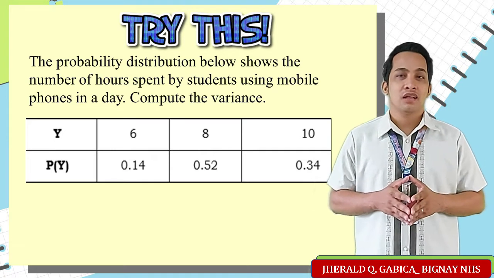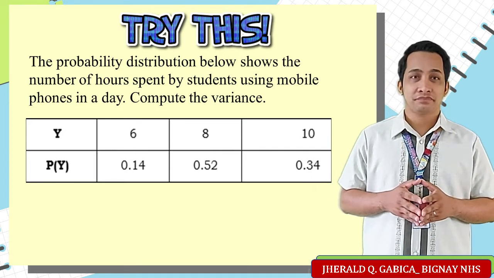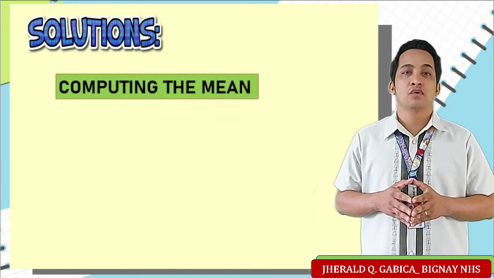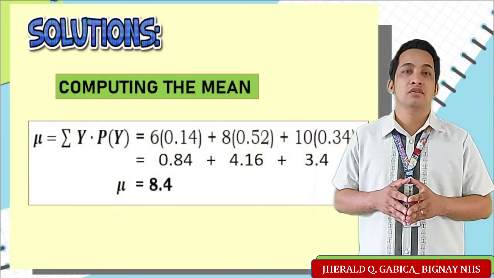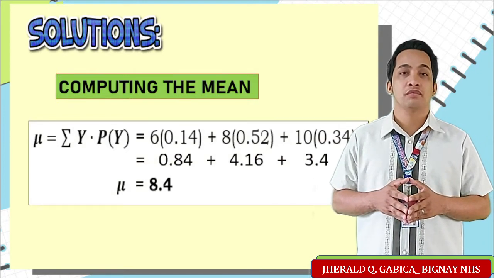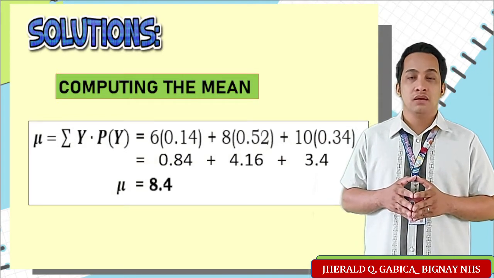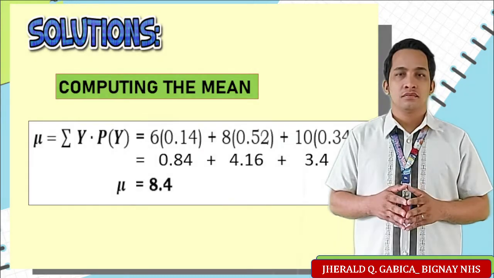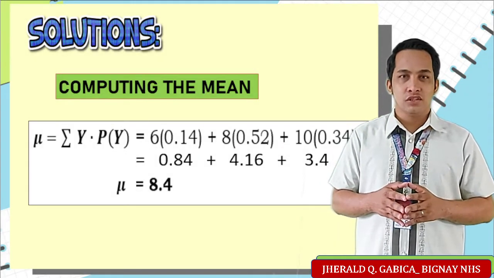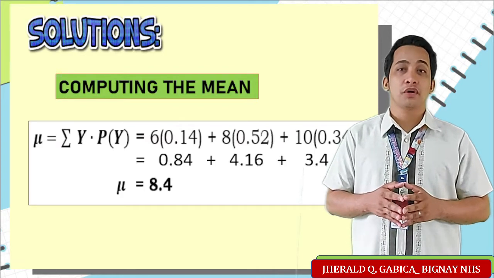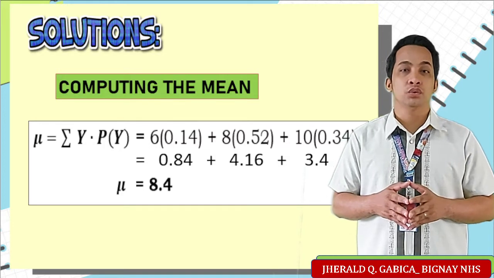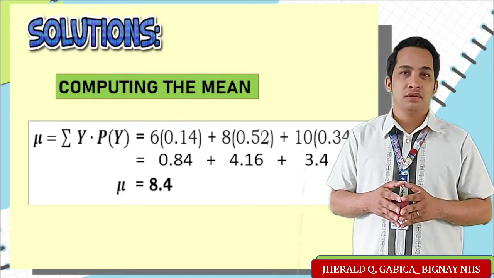Time's up. The solution would be: mean is equal to summation of y times the probability of the random variable y. That is 6 times 0.14 plus 8 times 0.52 plus 10 times 0.34. That is 0.84 plus 4.16 plus 3.4. So our mean is equal to 8.4.